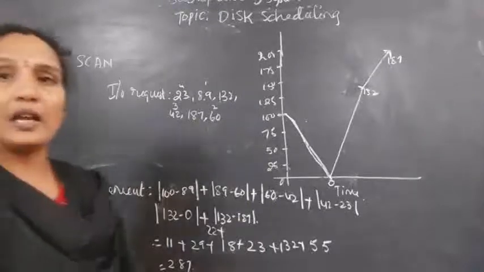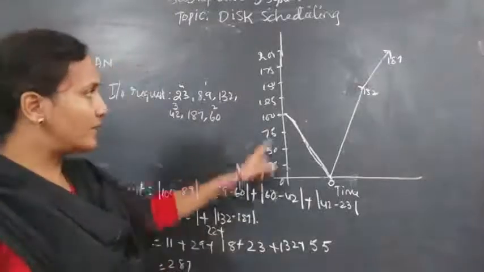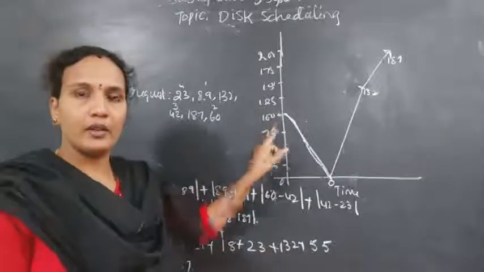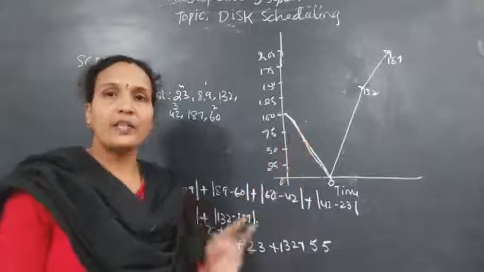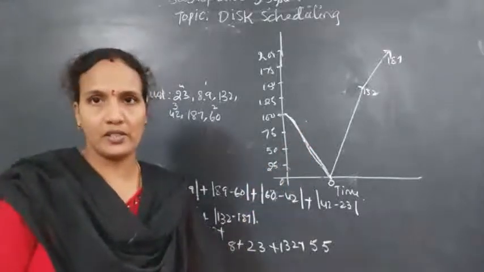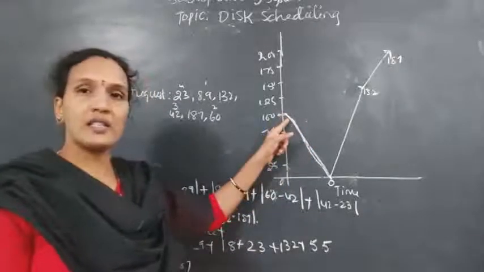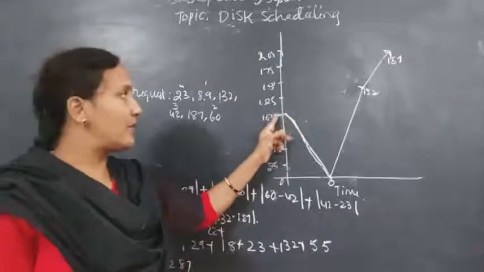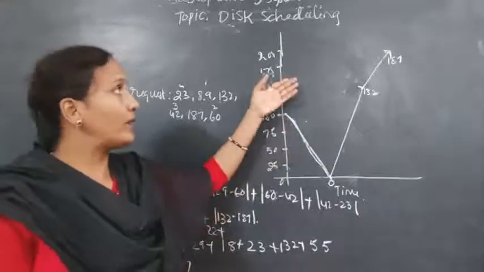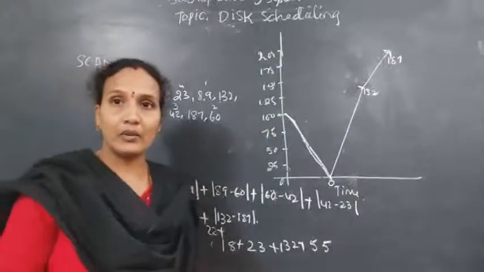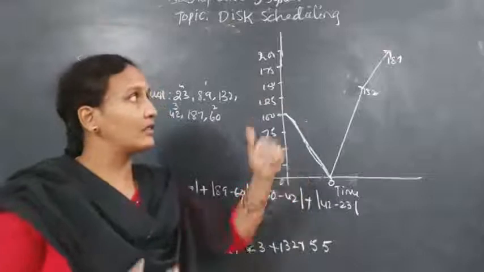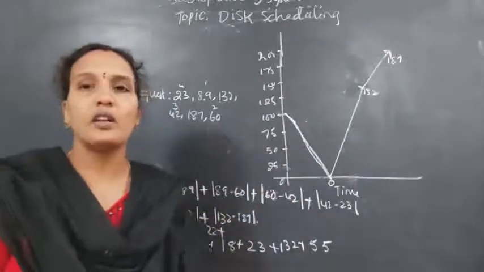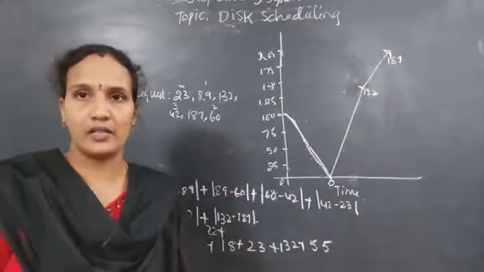And what advantage you have here is, for example, right now we are at 100. If any request is there at 18 or 90, immediately that request is serviced. But if any request is there, for example at 125 or 130, that request has to wait till it comes in the reverse direction. That is the disadvantage of SCAN scheduling.